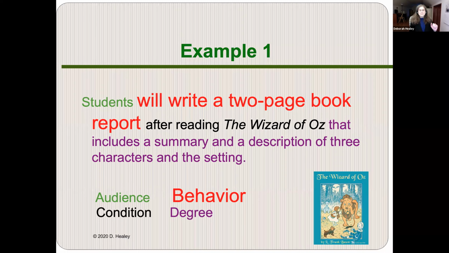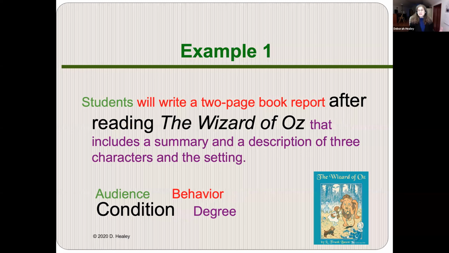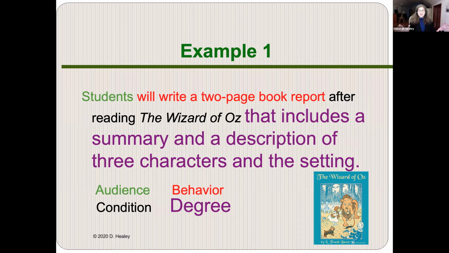Okay. Then the behavior. They're going to write a 2-page book report. You can see it. They have the 2-page book report, or they don't have it. So you have a very clear behavior, an action word, right? You also have the condition, after reading The Wizard of Oz. So they read The Wizard of Oz, now they're going to write the book report. So the condition is they read the book. You're not assessing if they read the book. You're assessing the book report. And the assessment is, these are the factors that you want to see.